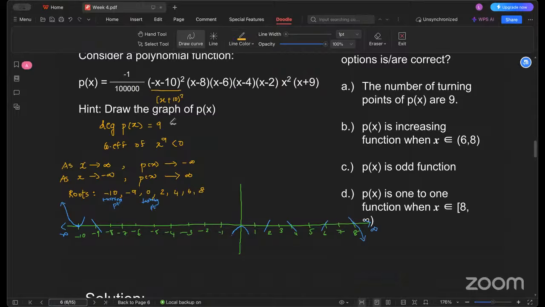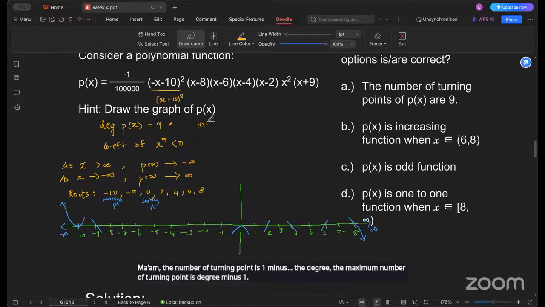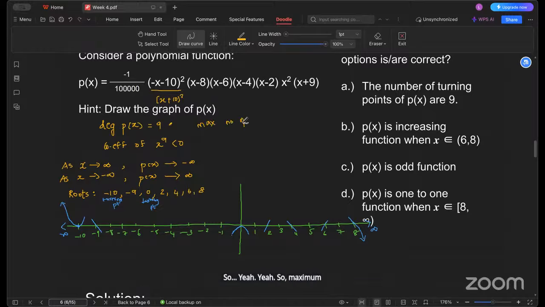The maximum number of turning points is the degree minus 1. So the maximum number of turning points of P(x) is 8. It cannot be 9; 9 is not possible. Right? So this is incorrect.